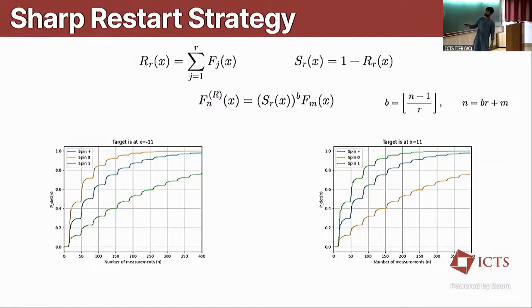And a similar structure is also there: with the target on the positive side, spin 1 performs the best, and spin 0 performs the best when the target is on the negative side.